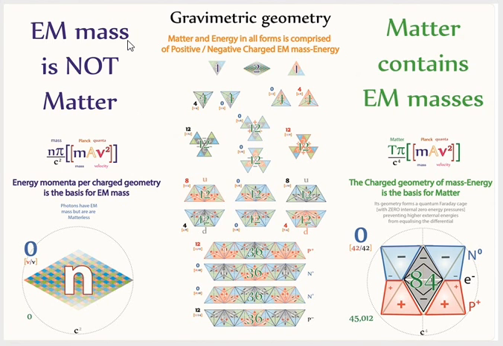Electromagnetic mass is not matter. We've spoken about this on a number of different levels and in different ways, but this page just reinforces that mass is not matter. However, matter itself contains electromagnetic masses, charged geometries of energy. The simplest way to remember this is simply that two-dimensional mass energy forms the side of matter as a three-dimensional property, but the three-dimensional property of matter cannot form mass. 3D is not a property of two dimensions.